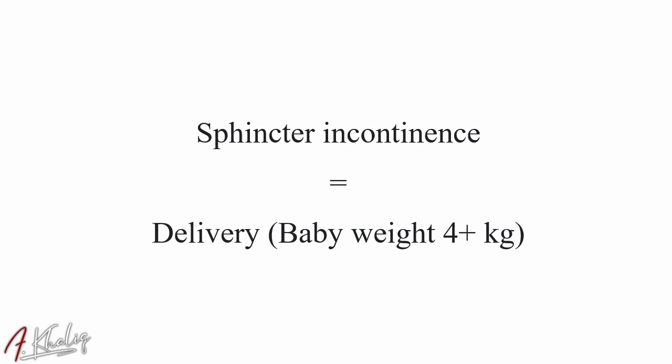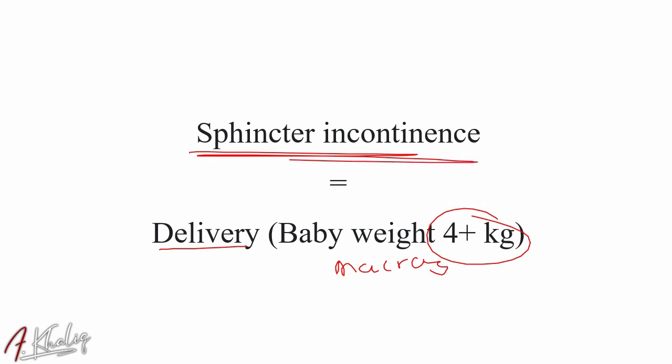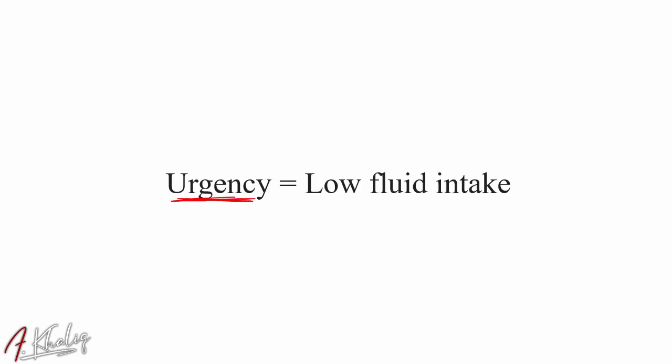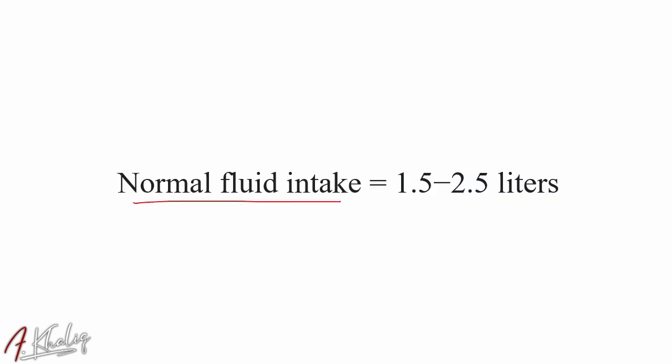If you deliver a baby that weighs more than 4 kilograms, or you can say a macrosomic baby, you have a higher risk for sphincter incontinence. If you take excess fluids, more than 2.5 liters, you'll have increased frequency, while urgency is associated more with low fluid intake. The normal fluid intake should be 1.5 to 2.5 liters.